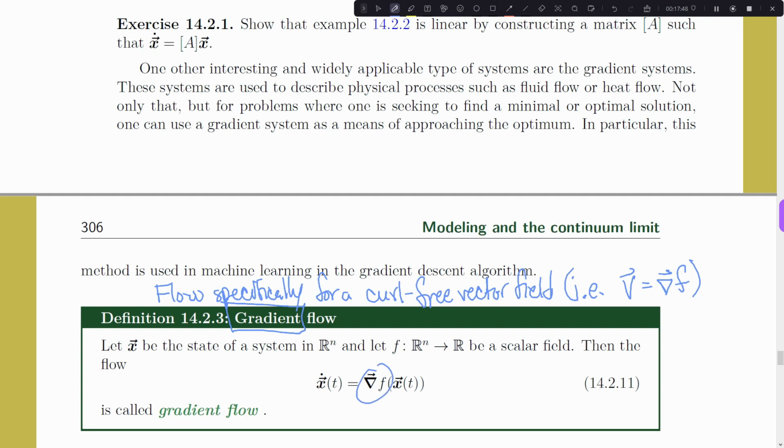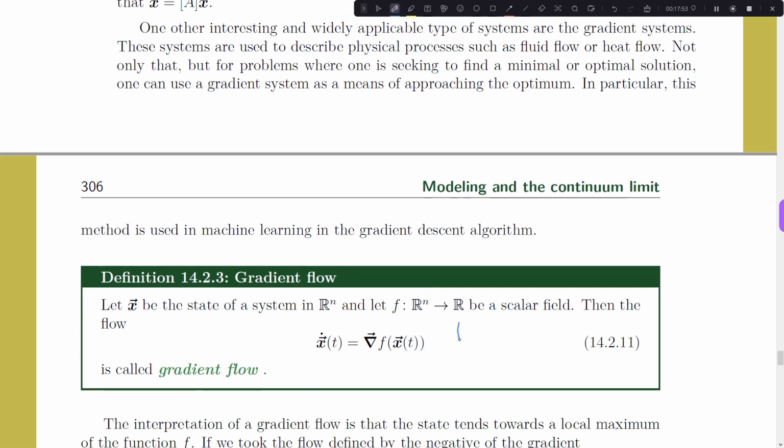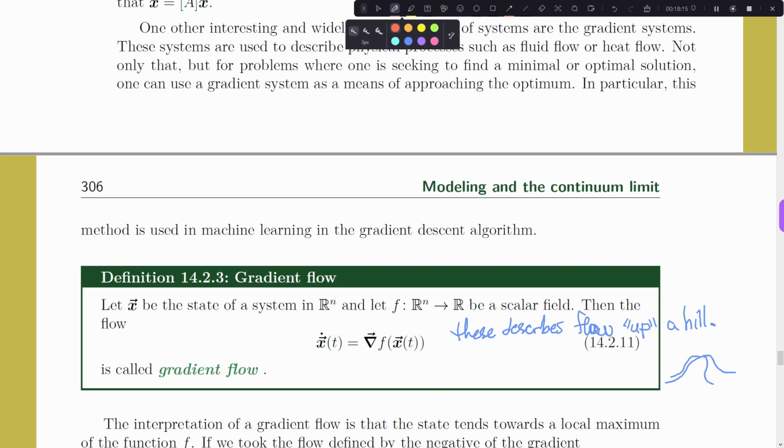And these flows are really, really nice because these describe the flow, I'm going to say, up a hill. So if I have a scalar field, which is some sort of hill, right, the flow, if I place an object in here and I want it to make its way to the top of the hill, that flow up the hill, maybe I'm on a ski lift basically, that flow is perfectly described by this differential equation.